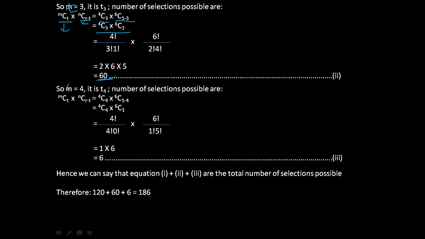Again when t equals to 4, it is t4, আর t4 যদি হয় তখন 4c4 into 6c5 minus 4. If we solve it, we get this 6. Now we have equation 1, equation 2, equation 3. এবার এই তিনটেকে যদি আমি সাম করি, if we make a total of it, then we get the total number of selections possible, which is 186.